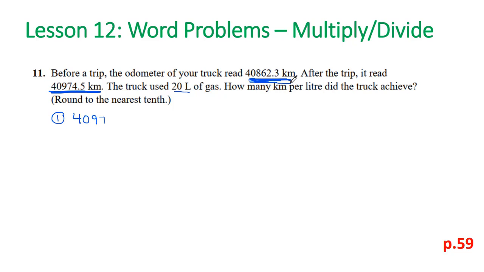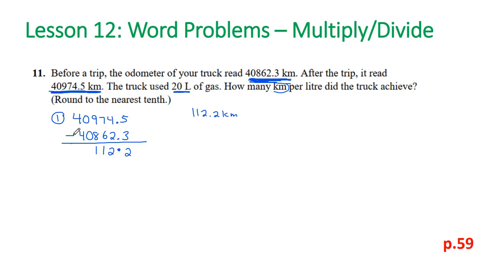So we're going to take the 40,974.5 and we're going to subtract the 40,862.3. We line up our decimals and we subtract 2, 2, 1, 1, and that's it. So we ended up going 112.2 kilometers. Okay, in that 112.2 kilometers, the truck used 20 liters of gas.